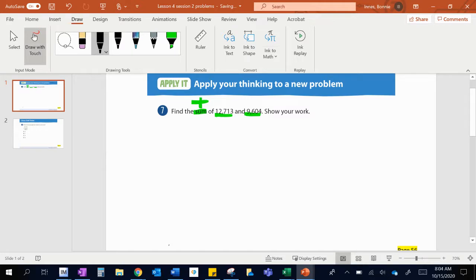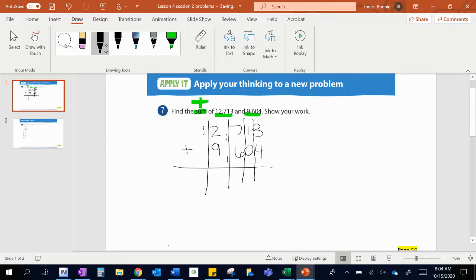1, 2, 7, 1, 3. That is 12,713 plus 9,604. Notice how I put them one right on top of the other. I should be able to draw a line in between them, and maybe I could have even used more space to divide them.